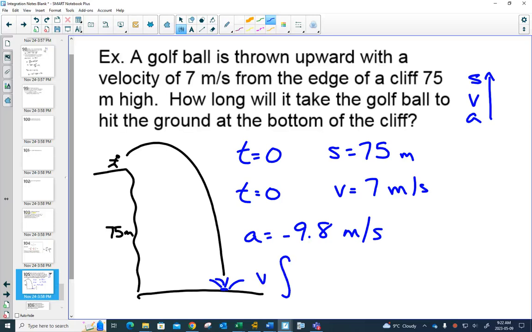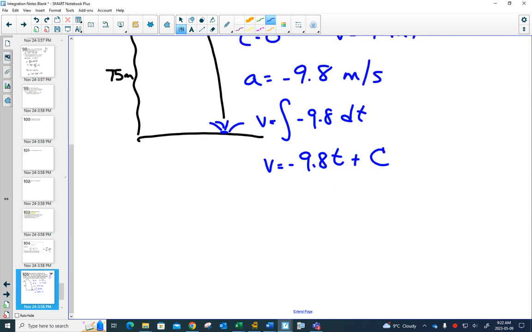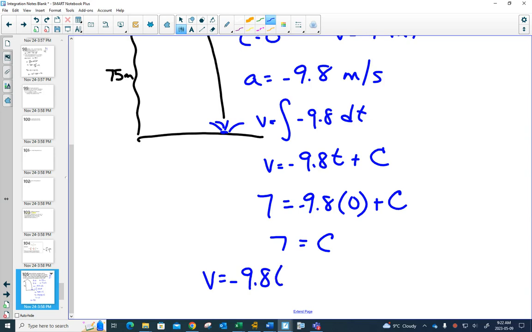So we say, oh, well, my velocity would be my integral of acceleration. And working backwards from that, I get negative 9.8t plus c. And since I know I have an initial velocity of 7, I find out that c is 7. So now I've got a velocity equation that's negative 9.8t plus 7.